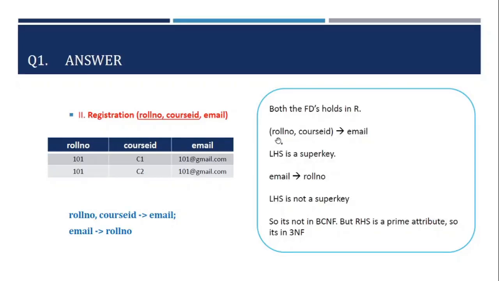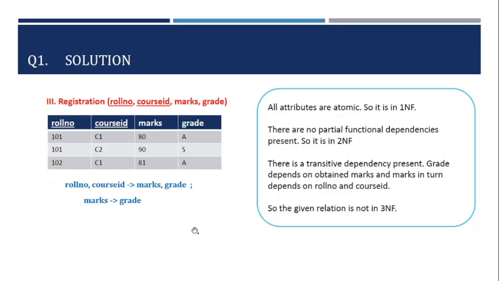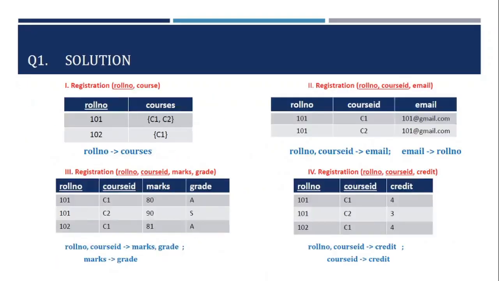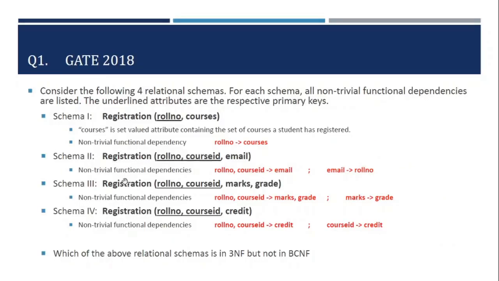So if you consider roll number, comma course ID determines email, your left hand side is a super key, so this is in BCNF. But if you consider the second functional dependency, email gives roll number, left hand side is not a super key, so it is not in BCNF. But right hand side, if you see, this is a prime attribute, so it is in 3NF. So the answer to this question is schema 2 is the only schema that is in 3NF, but it is not in BCNF.